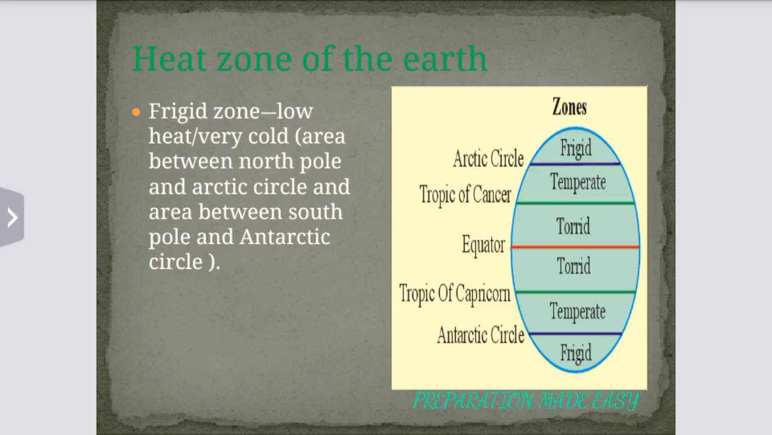See, by picture we can see the heat zones. Between Tropic of Capricorn and Tropic of Cancer, it is torrid zone, and the area between Tropic of Cancer and the Arctic Circle is temperate zone, and the area between Arctic Circle and the North Pole is frigid zone, and the area between Tropic of Capricorn and Antarctic Circle is temperate zone, and the area between Antarctic Circle and the South Pole is frigid zone.